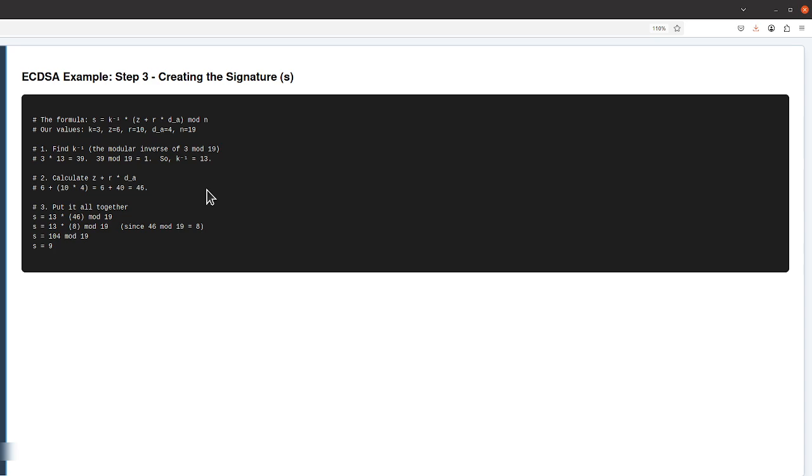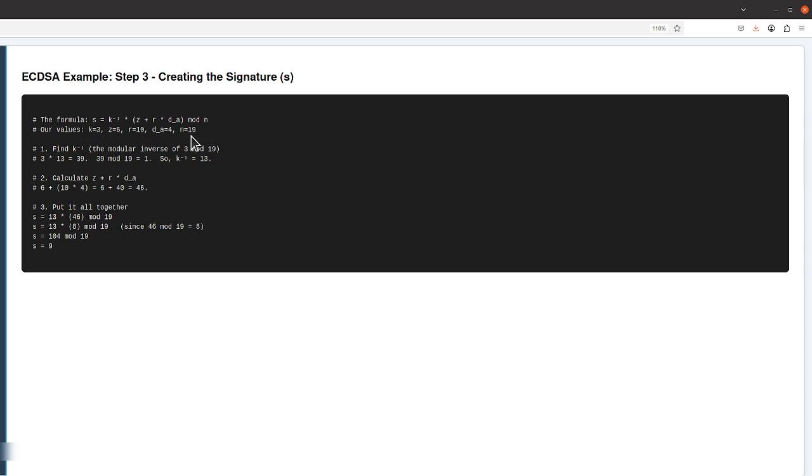ECDSA example. Creating the signature s. The second part of the signature, s, is where the private key and message hash come in. The formula is s equals k inverse times (z plus r times d_A), modulo n. Let's plug in our numbers. k equals 3, z equals 6, r equals 10, and Alice's private key d_A equals 4.